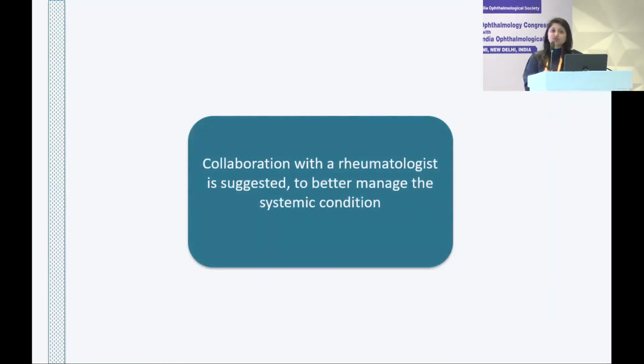In the end, I would just want to say that a collaboration with the rheumatologist is suggested, because a lot of times we may not know what is the extent of the systemic illness and what is the treatment that we'll want to give, which is appropriate for the patient.